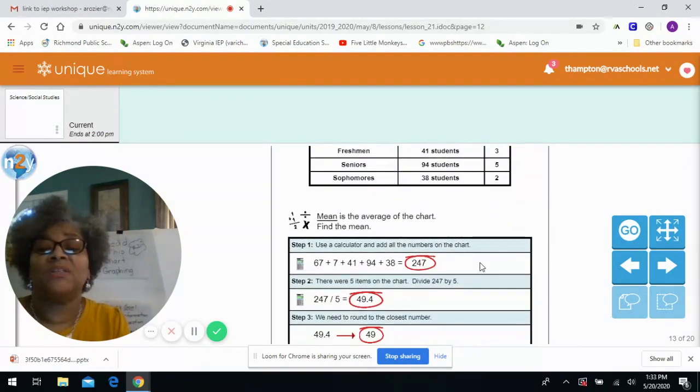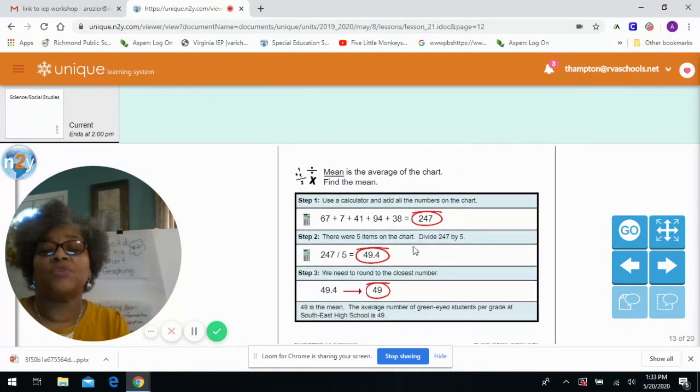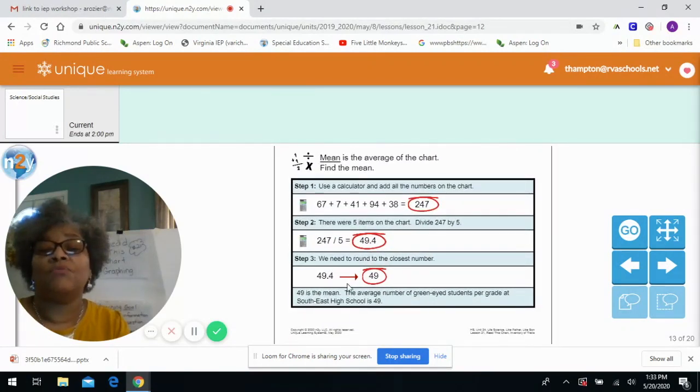Look at the numbers. It says use a calculator and add all the numbers on the chart. And when they did that, you got what? 247. So there were 5 items on the chart, and we divided because we got 1, 2, 3, 4, 5. And that total divided by 5 gives you 49.4. All right.